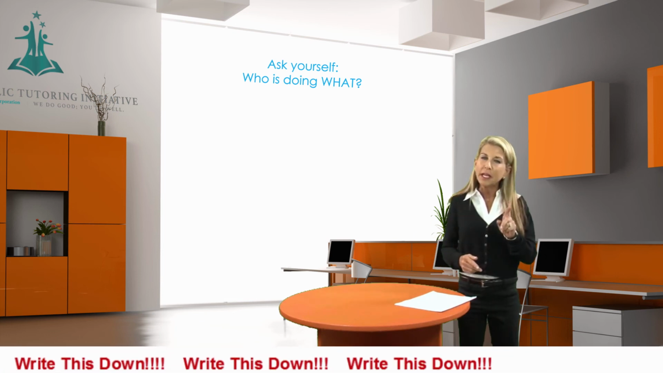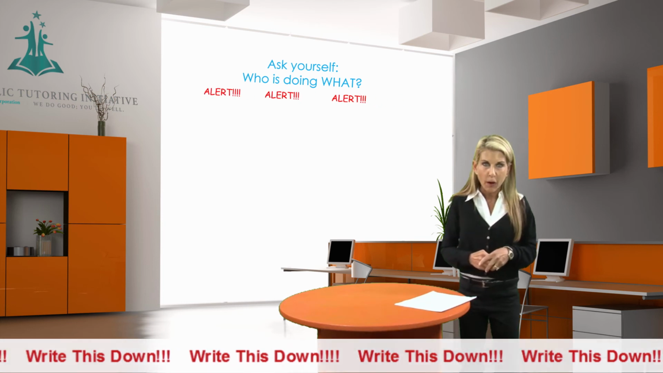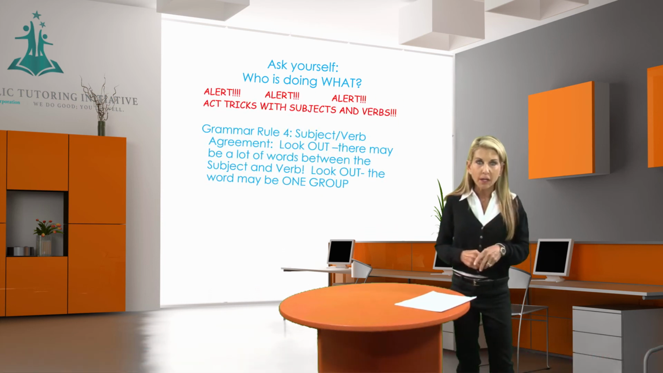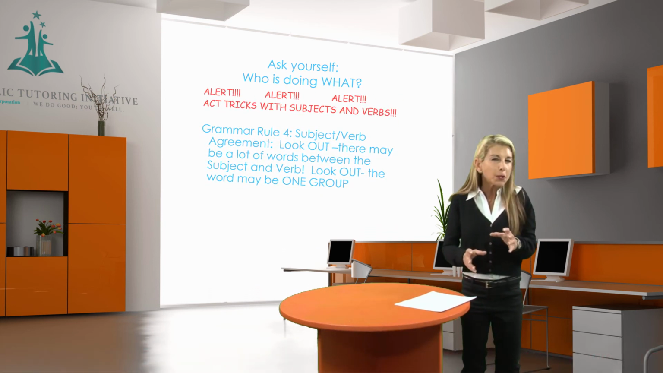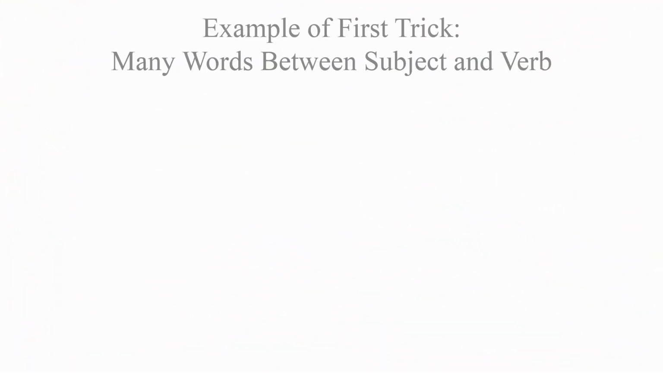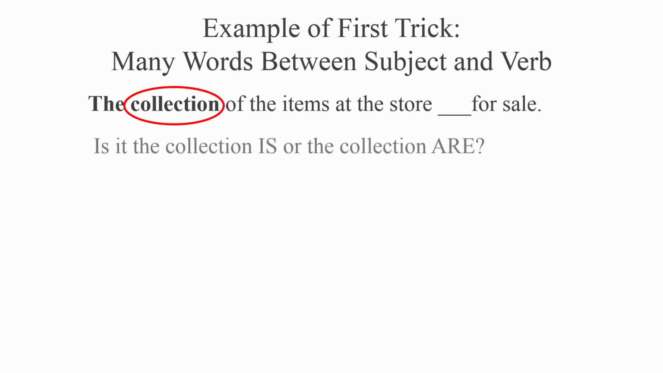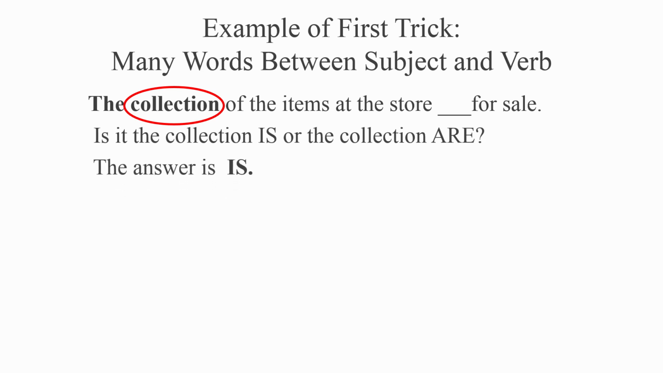But be very careful. The ACT pulls 2 tricks that you must be aware of. The first trick is that they put a lot of words between the true subject and the verb. Here's an example. The collection of the items at the store blank for sale. Okay, your ear wants to say are, but the true subject is the word collection. It is for sale.